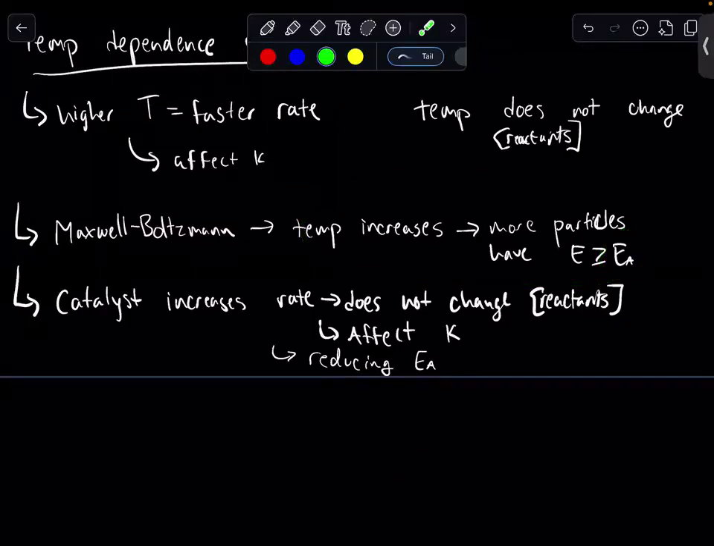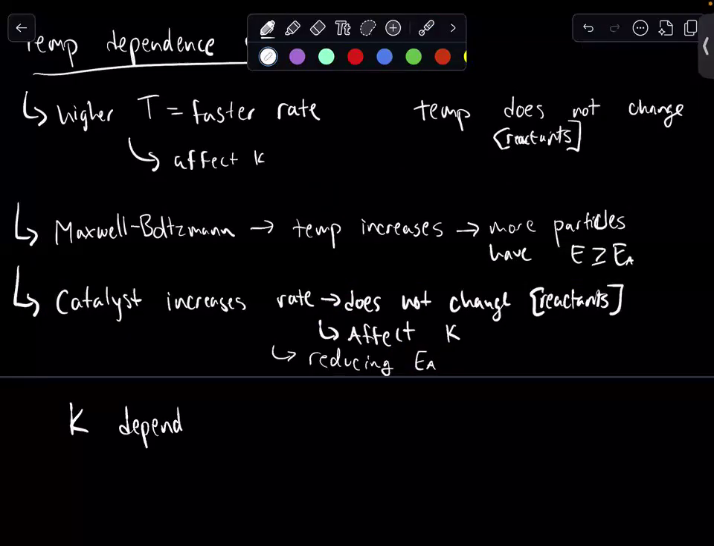If we combine both of these thoughts, that a temperature increase increases the overall energy, increasing the chance we will have more energy than the activation energy, and a catalyst also increases rate by reducing activation energy, then what we actually have figured out is that K is dependent on activation energy as well as temperature. So it's not just temperature. We know it must also be activation energy. Our catalyst confirms that because catalyst is not changing based on the temperature.